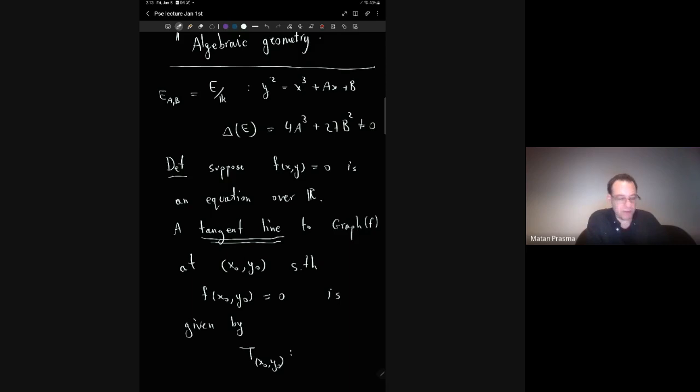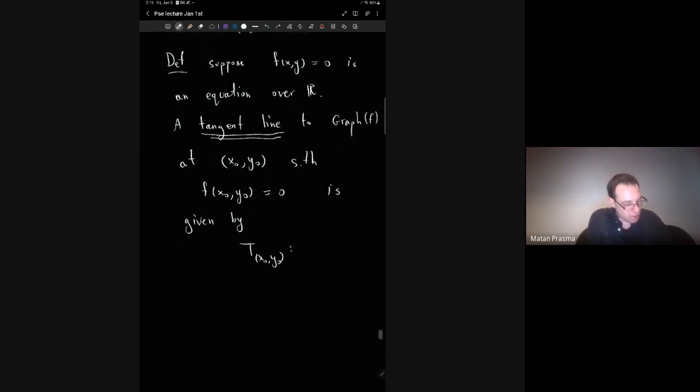This is an equation of the form y minus y0 equals m times (x minus x0), where m is the derivative of y with respect to x at the point (x0, y0).